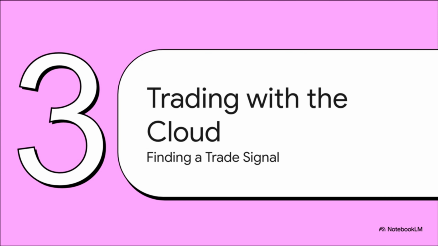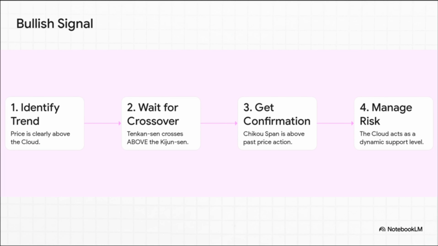All right, enough theory. How do we actually use this to trade? Let's put all the pieces together and see what a clear trade signal actually looks like. So here's a classic setup for a strong bullish signal. First, you confirm the uptrend. That means the price is clearly above the cloud. Second, you wait for that bullish crossover, where our fast line, the Tenkan Sen, crosses above the slower Kijun Sen. Third, for confirmation, you glance back at the lagging span and make sure it's also above the price from 26 periods ago. And finally, the cloud itself becomes your best friend for managing risk, acting as a dynamic support level.